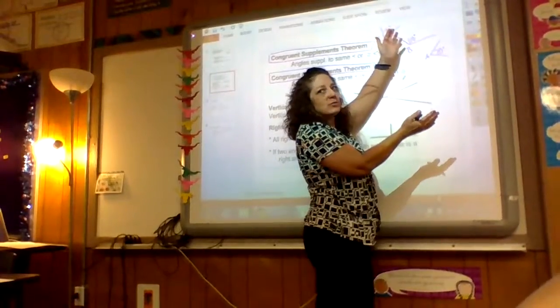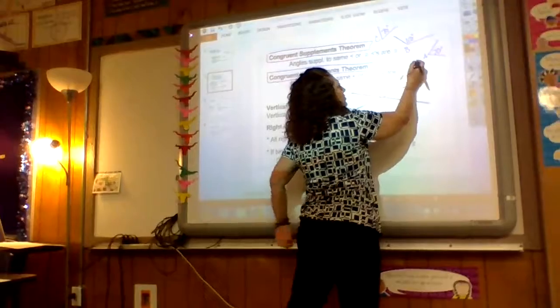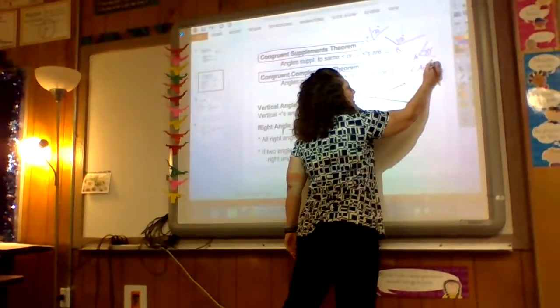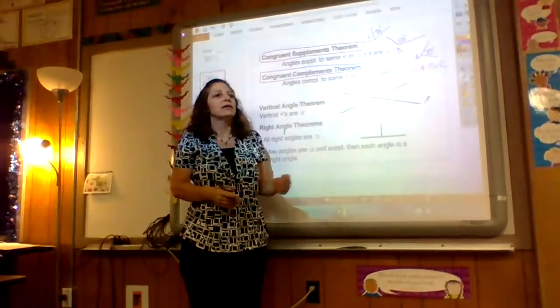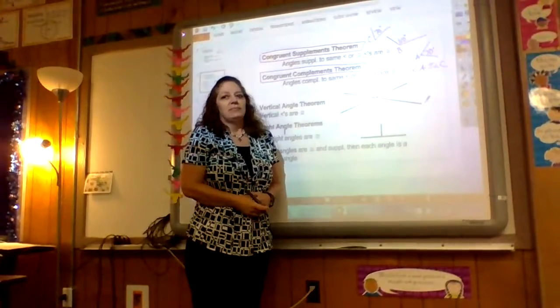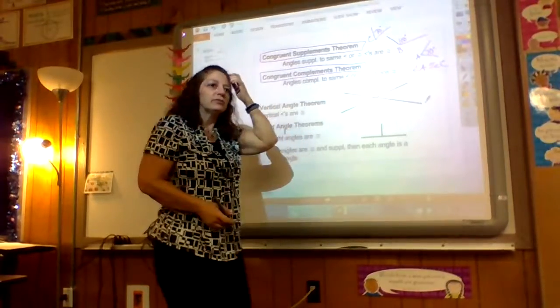Y'all both picked the same number because that was the only number that added up to the 180. But that's what that's saying. So then ultimately angle A is congruent to angle C if they're both supplementary to angle B. Okay, same concept for the complements, the congruent complements theorem. Does that make sense?